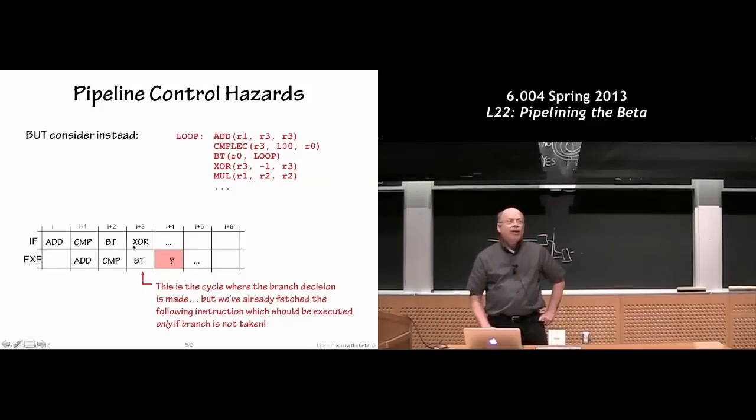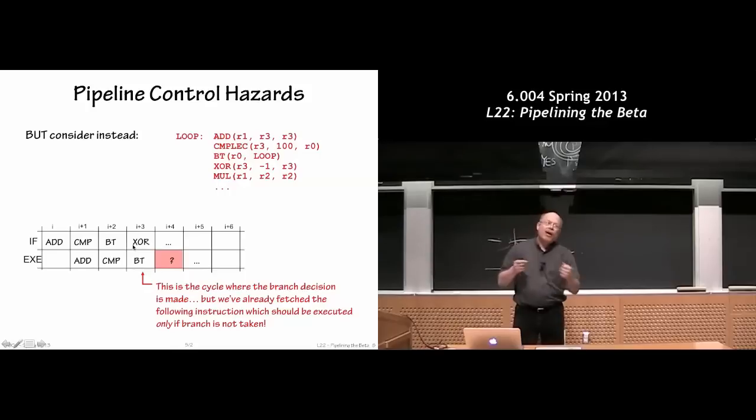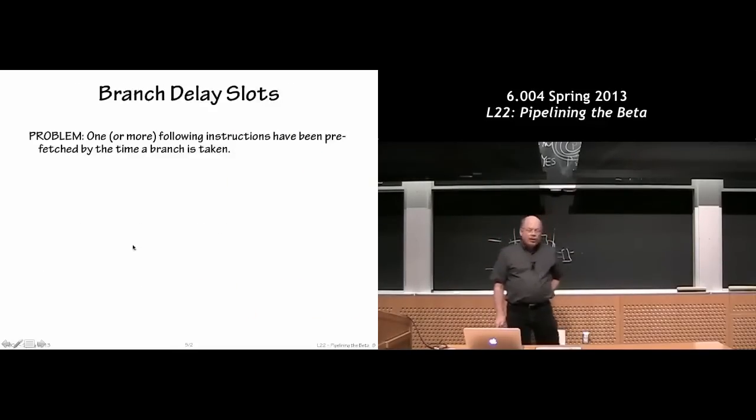However, what has our pipeline done for us? It's already gone off and fetched it, right? Because it was busily doing its job before the branch decision was made. And so it's saying, okay, I'm getting the next instruction, XOR, XOR, XOR. And you're sort of going, wait, stop. We may or may not want to execute that XOR. So what are our choices?